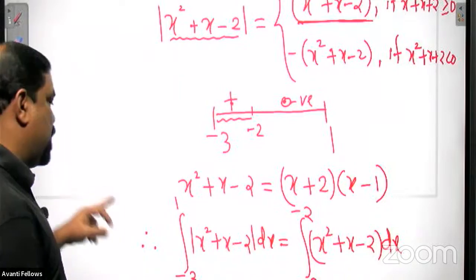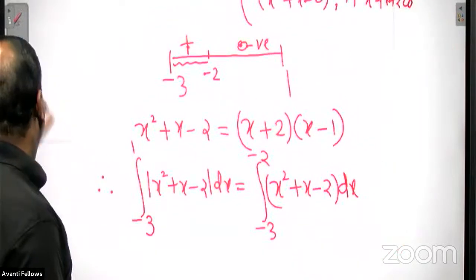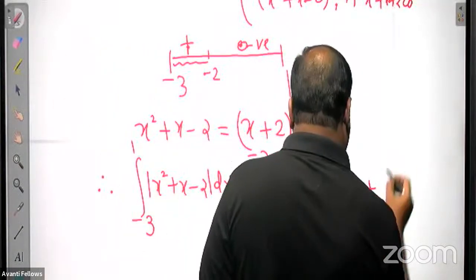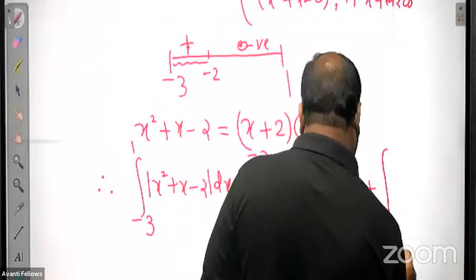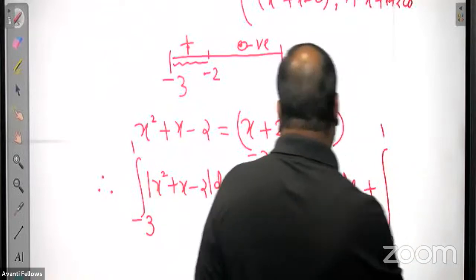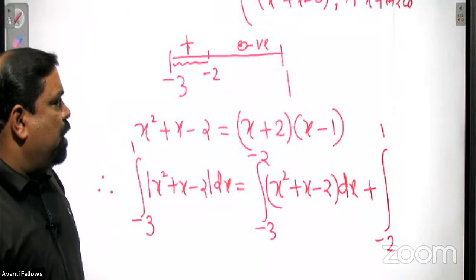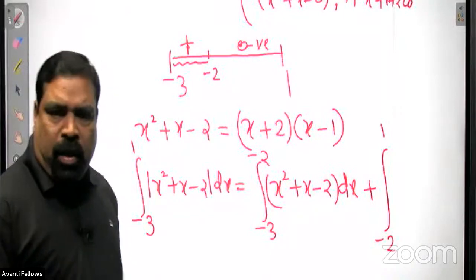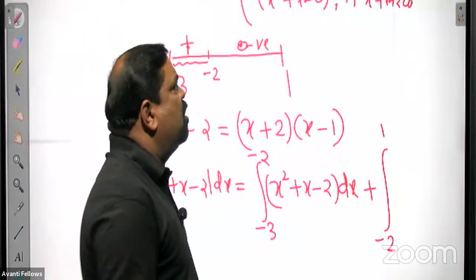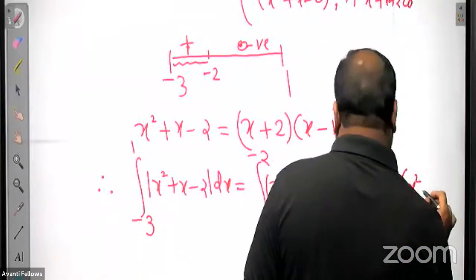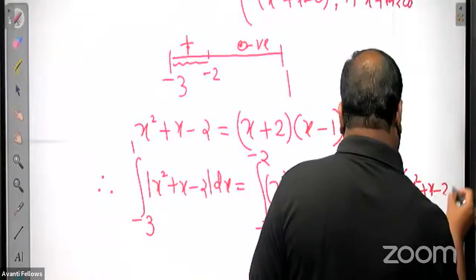So that is the first integral. Now plus the second integral. The second integral is minus 2 to 1, where 1 is the end point of the interval. In that interval, the function is negative, so when the function is negative it means minus of x square plus x minus 2.